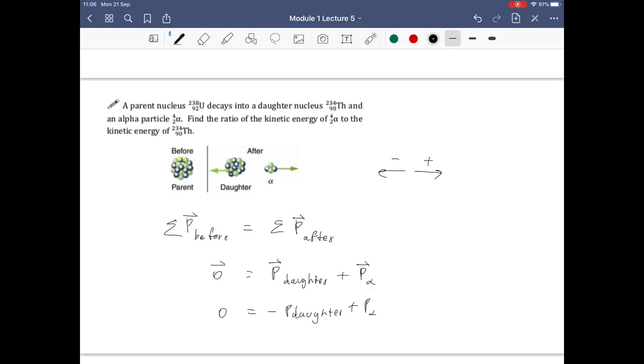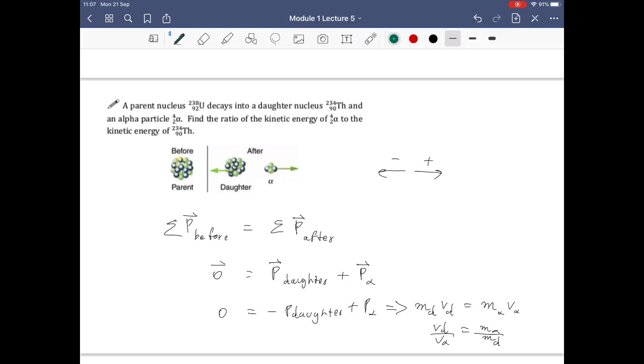Okay, so from here that means m daughter v daughter will be equal to m alpha v alpha. Okay, and so from here you can find the ratio between v daughter and v alpha. You can find v daughter over v alpha equals m alpha over m daughter. But the question asks you to find the ratio of the kinetic energy, right?